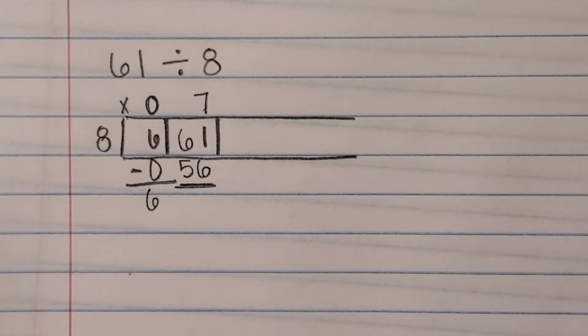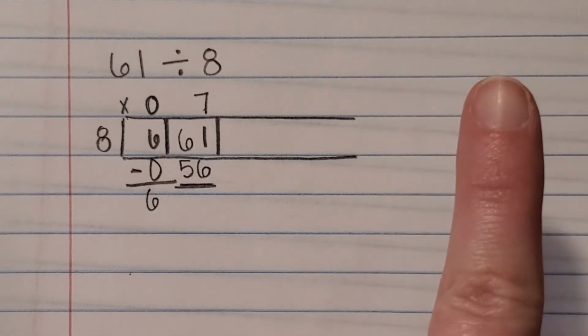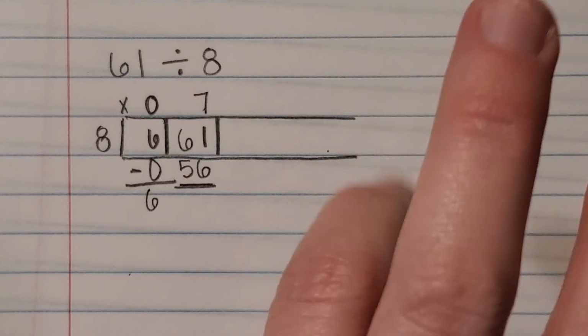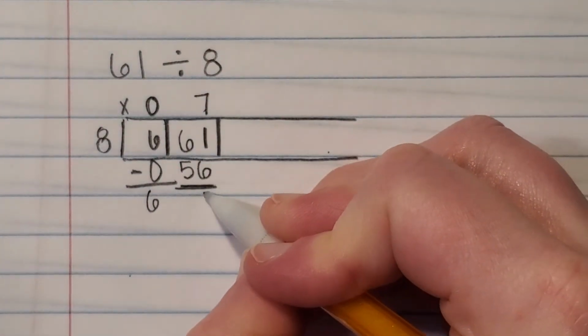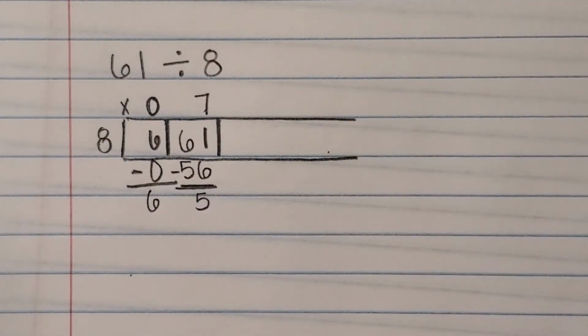Instead of borrowing, I'm just going to count up. I'm going to start at 56 and count up until I get to 61. So I have 56, 57, 58, 59, 60, 61. I got 5 full fingers. So if I subtract, I have 5 left over.